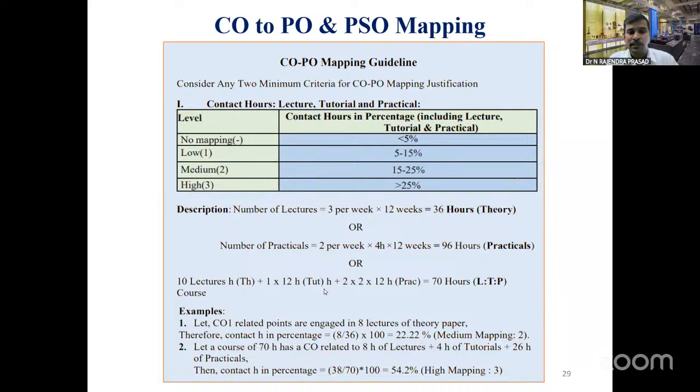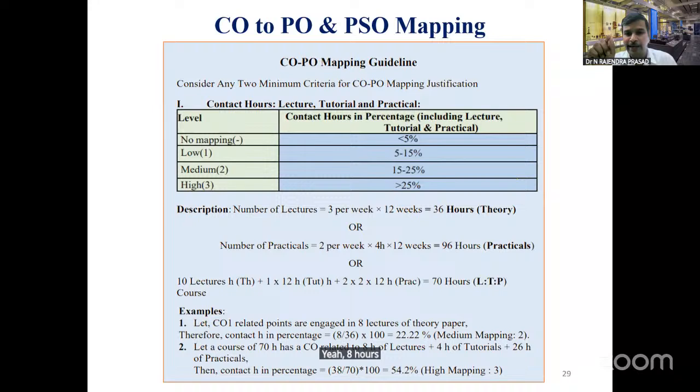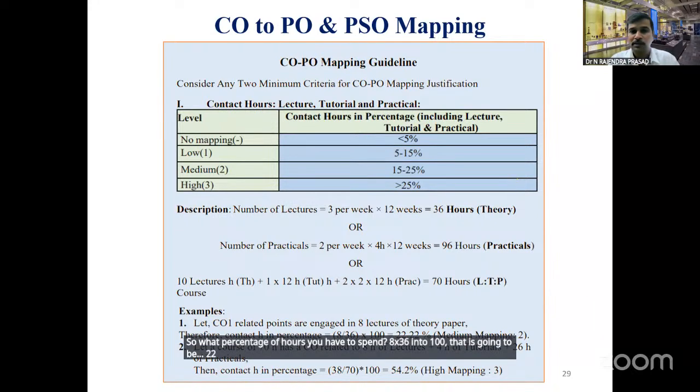Out of this, assume CO1 related points are engaged in 8 lectures of a theory paper. This is a theory paper. Total hours dedicated is 36 hours. 8 hours you have to dedicate to cover the content related to CO1. So what percentage of hours do you have to spend? 8 by 36 into 100, that is going to be 22 percent. This percentage is very important to map here.